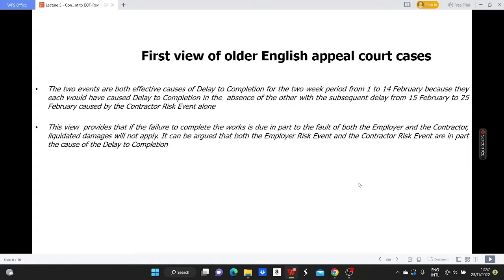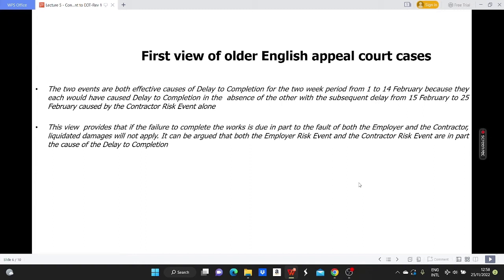To explain this scenario, there are two further explanations. First view, supported by older English appeal court cases. The two events are both effective causes of delay to completion for the 2-week period from 1st to 14th February, because they each would have caused delay to completion in the absence of the other, with the subsequent delay from 15th February to 25th February caused by the contractor risk event alone.